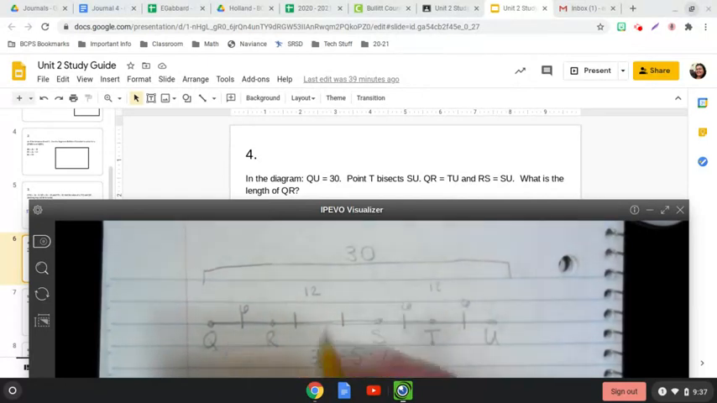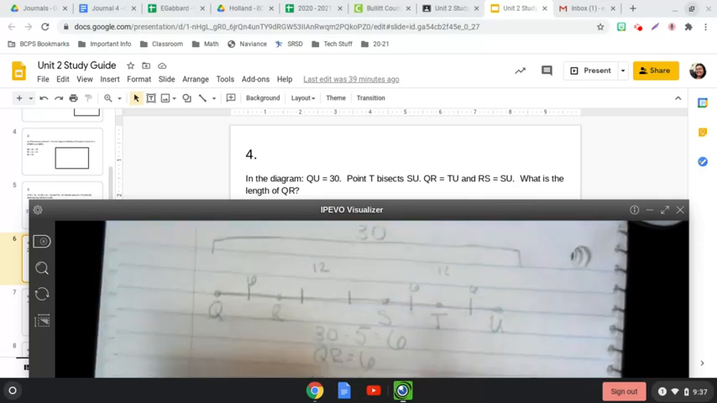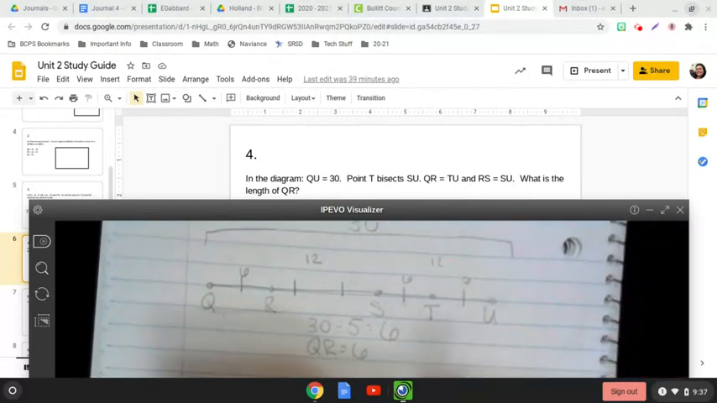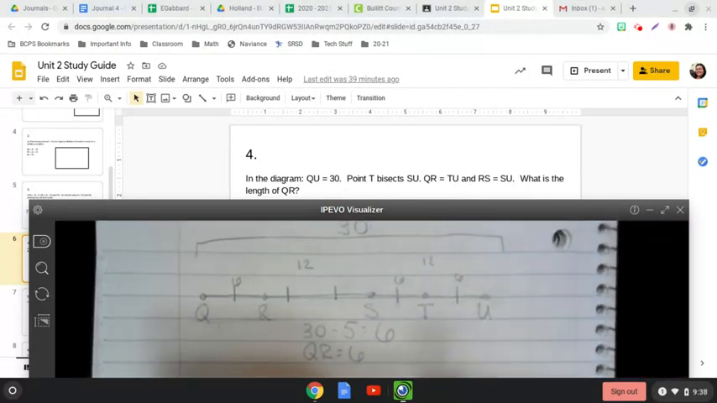So QR is equal to 6, whatever our units are that we're going to use. There were a lot of moving parts in that, guys. So just like regular questions, draw it out, label it, and follow the story.